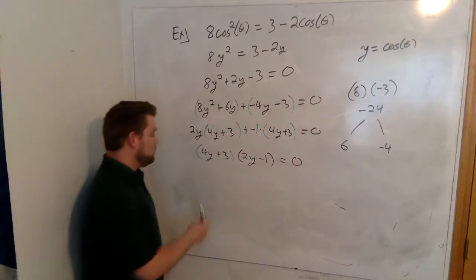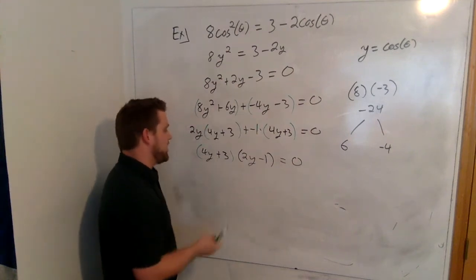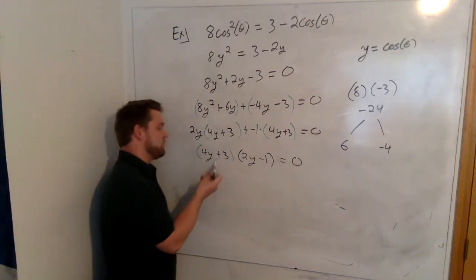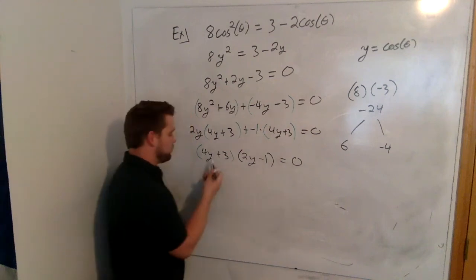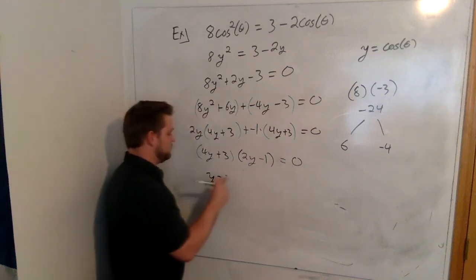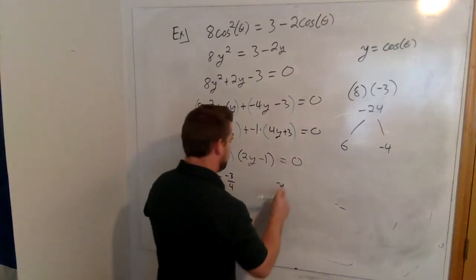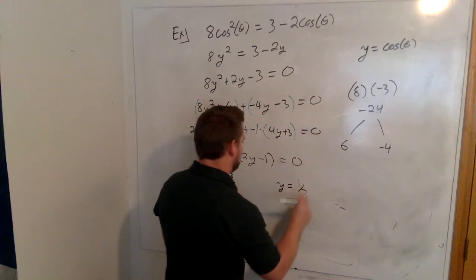Okay, so really this is kind of screaming at us what the solution is for y. You could set this equal to 0 and solve for y. You could set this equal to 0 and solve for y. But I hope you can see that y will be equal to negative 3/4. Or over here, we could get that y could be equal to 1/2.